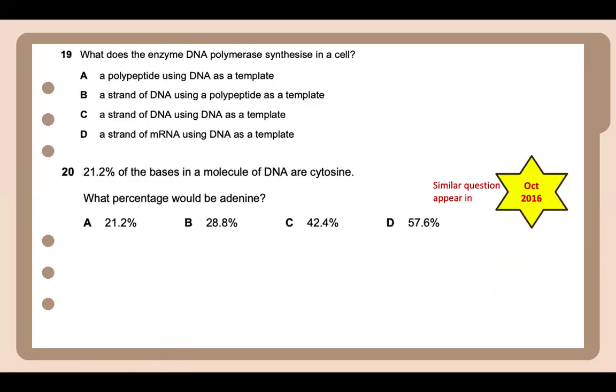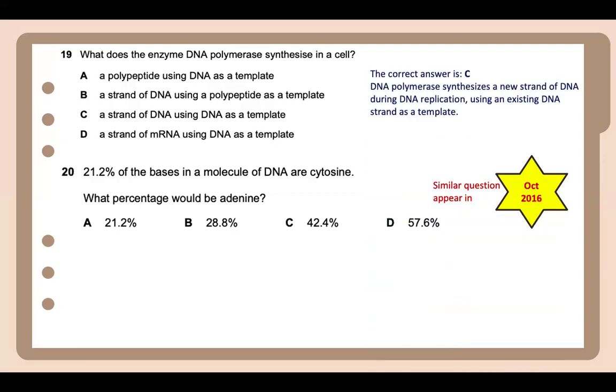What does the enzyme DNA polymerase synthesize in a cell? The correct answer is a strand of DNA using DNA as a template. Let's look a little bit at the explanation. DNA polymerase synthesizes a new strand of DNA during replication, using an existing DNA strand as a template. Question number 20 is a similar question that appeared in October 2016.